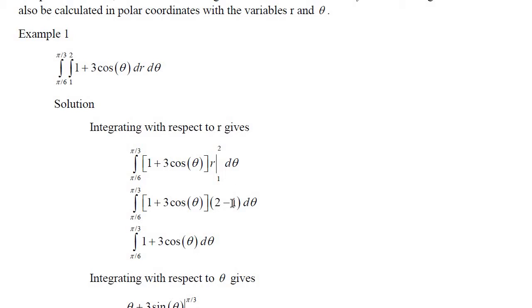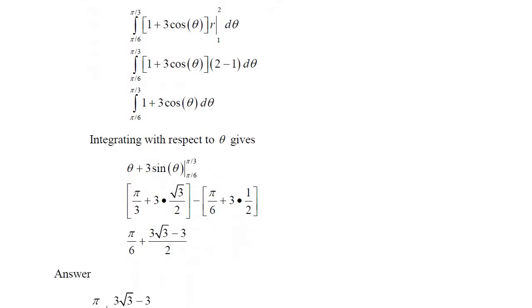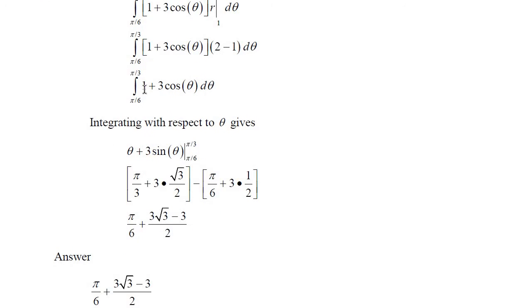That's going to give me 2 minus 1 times that constant. 2 minus 1 gives me a 1, and 1 times 1 plus 3 cosine theta gives me 1 plus 3 cosine theta. I now have to integrate this with respect to theta. The antiderivative of 1 gives me theta, and the antiderivative of cosine gives me sine. I need to evaluate this expression from theta equal to pi over 6 to theta equal to pi over 3.